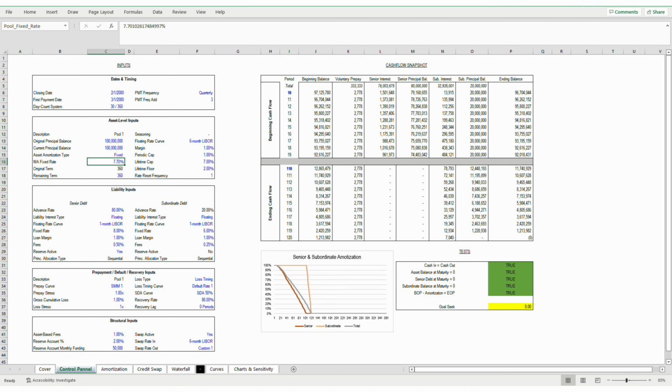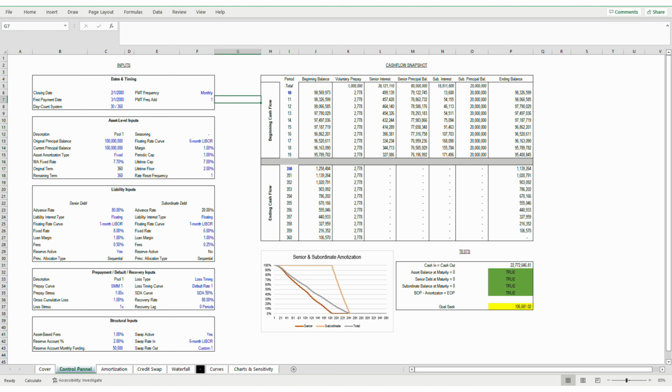Now you can see that the interest rate required to pay off the subordinate tranche has increased by about 100 basis points, meaning that the jump from monthly to quarterly payments has quite a large impact on the sequential payment structure.